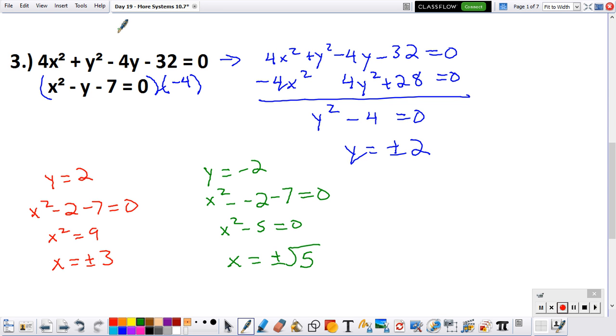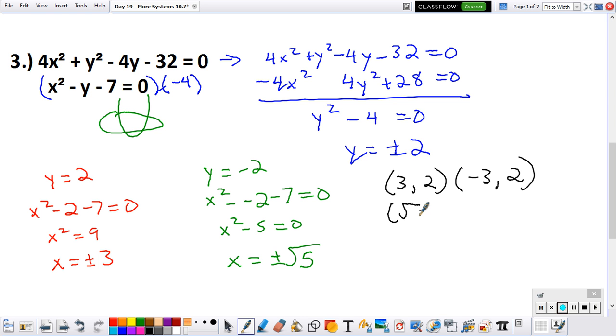So our ellipse and our parabola intersect probably like this, where there are 4 points of intersection. So let's write them down. From the red, we get 3, 2, and negative 3, 2. And from the green, we get root 5, negative 2, and negative root 5, negative 2.